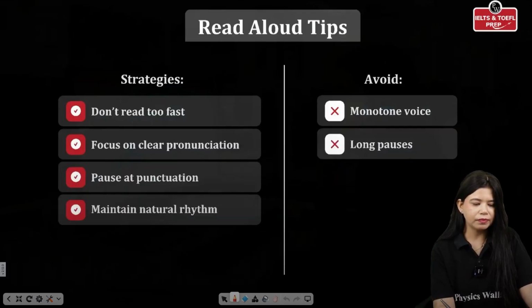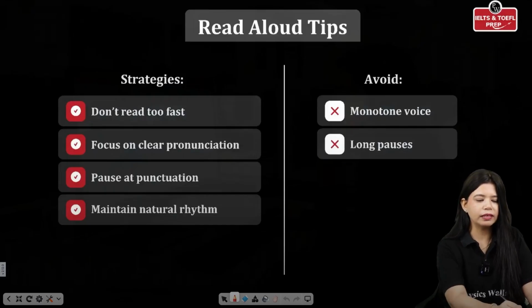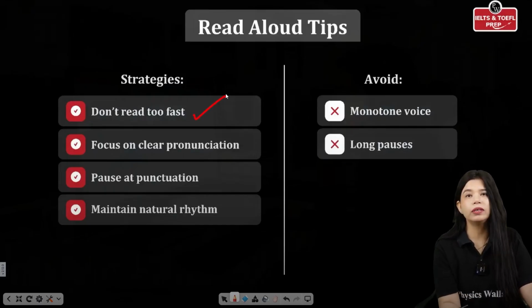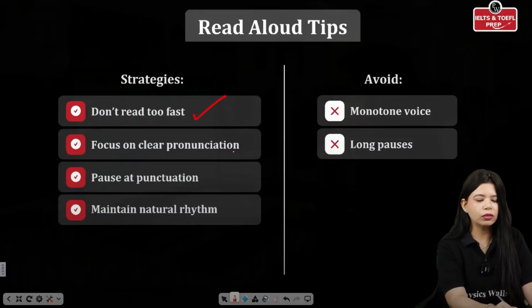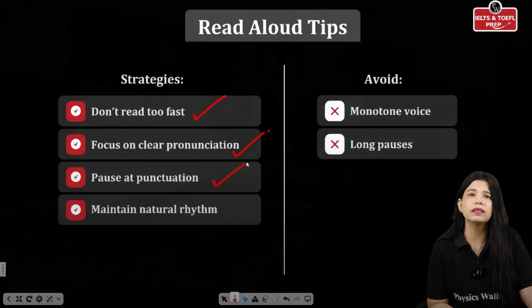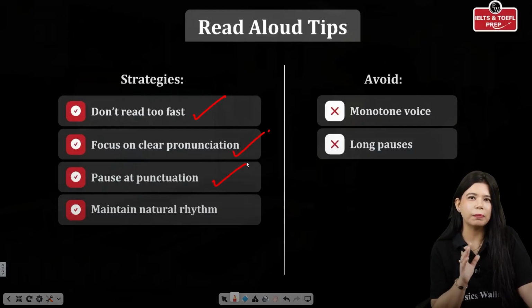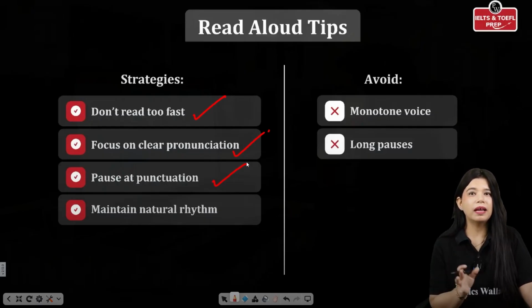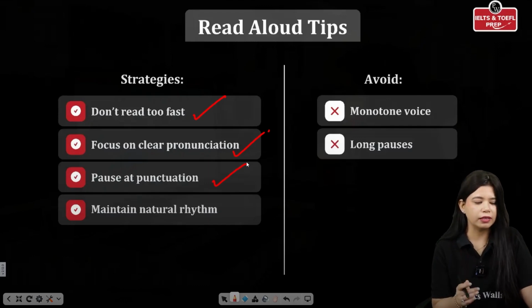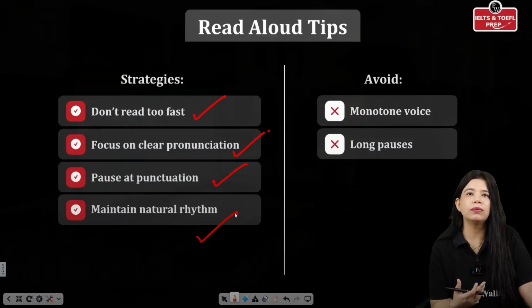Moving on. Okay, some strategies. Number 1, there's simply no need to read too fast. You'll get sufficient time to read. Focus on clear pronunciation and pause at punctuation. Now, this is important, guys. When you see a comma or a full stop, take a small pause over there, maybe half a second or so, but that's important for your intonation. And maintain natural rhythm. You should not sound robotic.